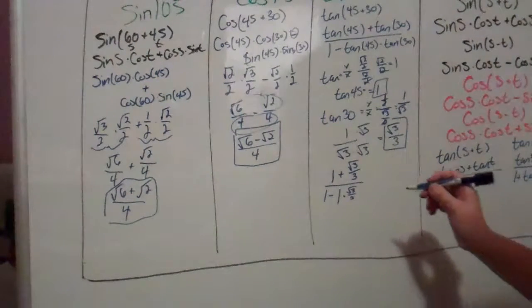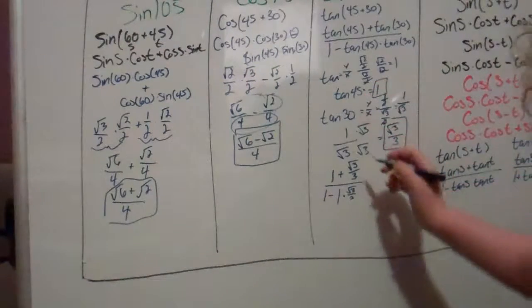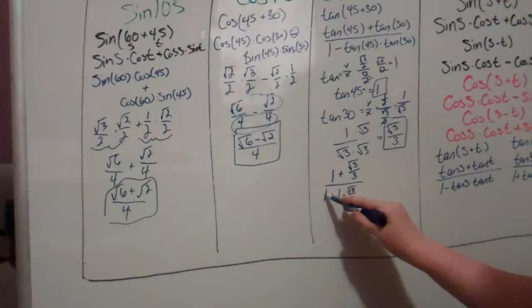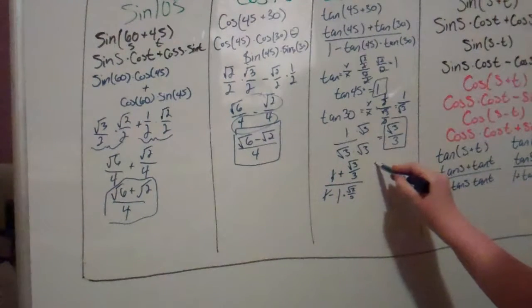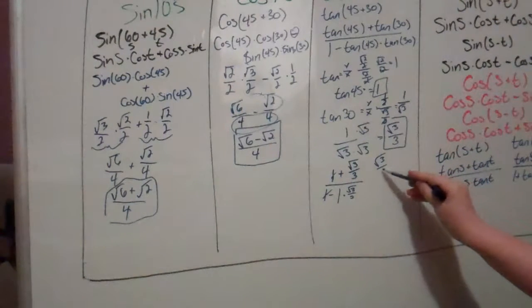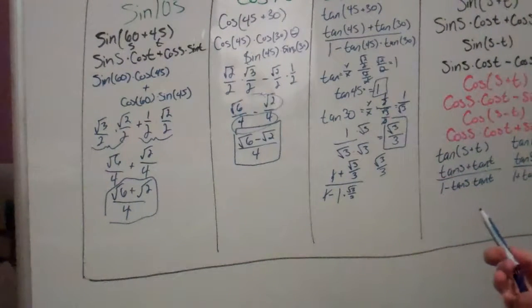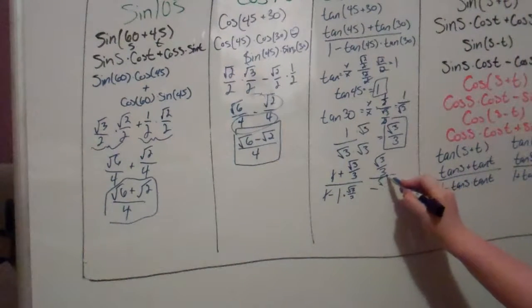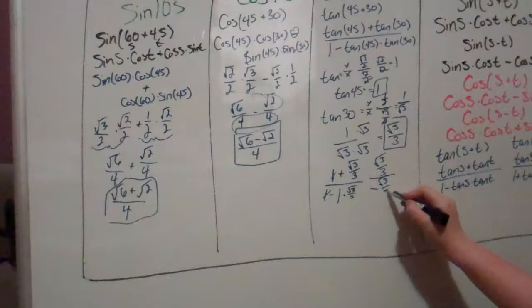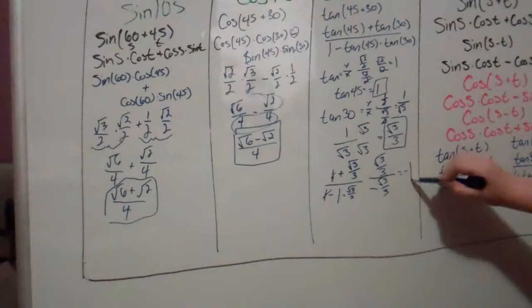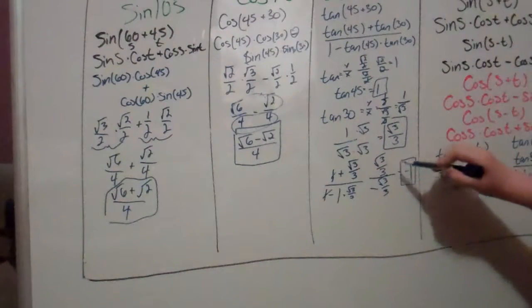We now simplify. We have 1 on both sides. These can cancel out. Square root of 3 over 3 over negative square root of 3 over 3. This is just negative 1 as our tangent.